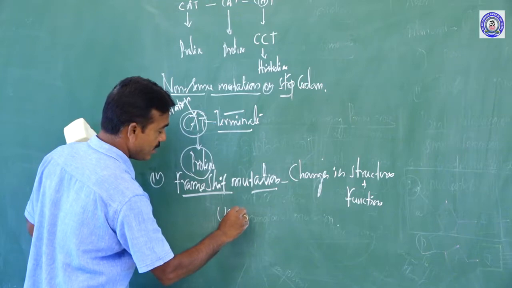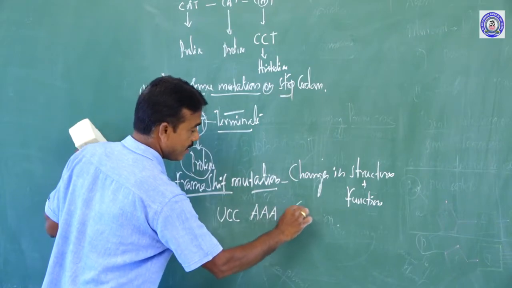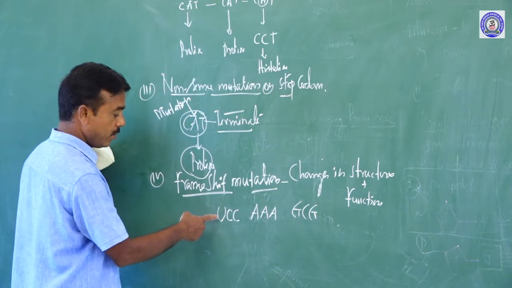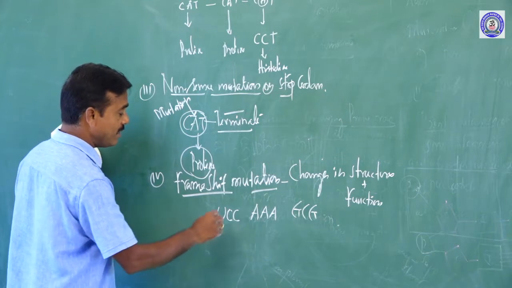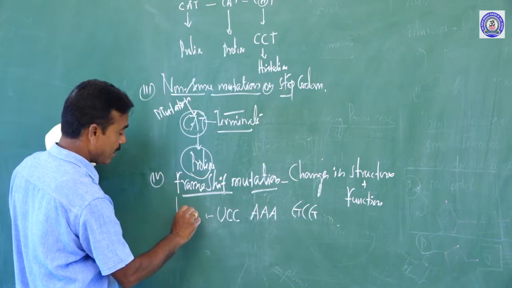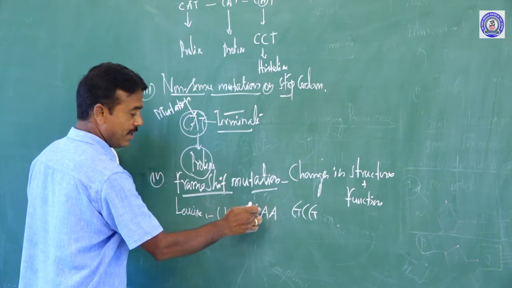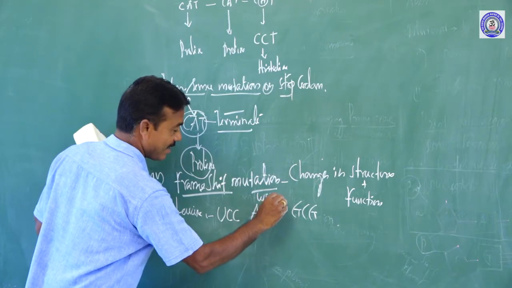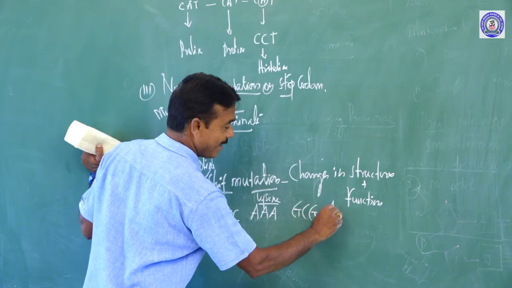UCC, AAA, GCG. These are three triplets. UCC gives an amino acid commonly called leucine. AAA produces lysine, an amino acid. GCG produces arginine.